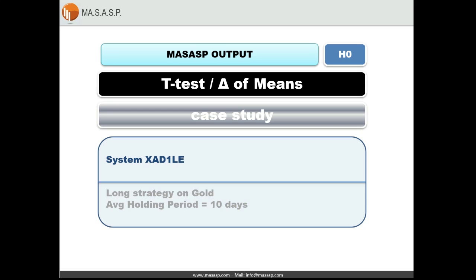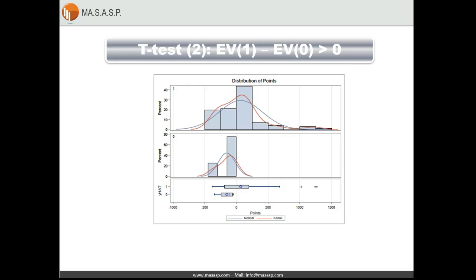Let's dive into another real-life example. This time we have a look at the greedy long strategy on gold. That is similar to the previous case. The predictive model here delivers an upgrade as the y hat 1 mean is definitely bigger than the y hat 0 mean.